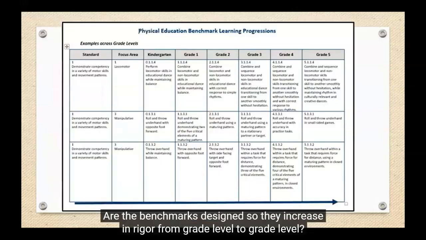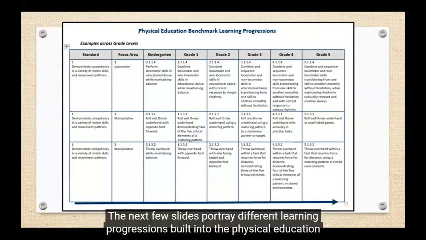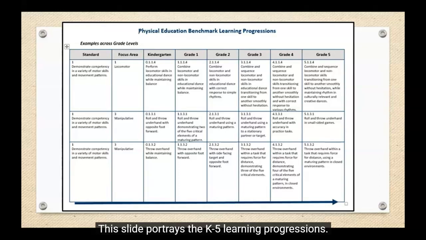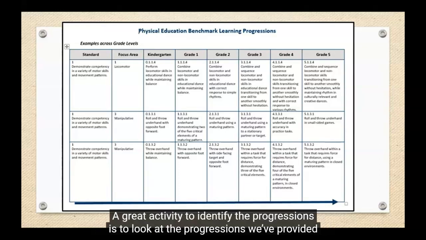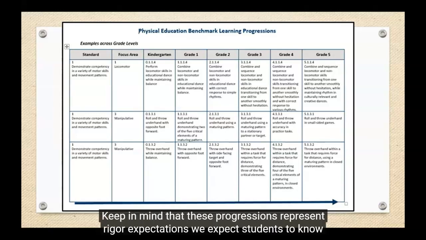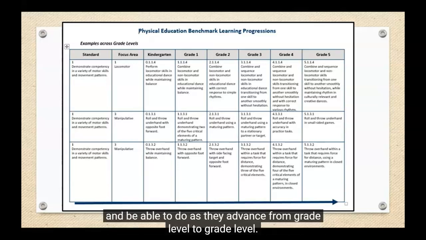Are the benchmarks designed so they increase in rigor from grade level to grade level? Yes. The next few slides portray the different learning progressions built into the physical education standards. This slide portrays the K-5 learning progressions. A great activity to identify the progressions is to look at the progressions we've provided and circle verbs or concepts where you can see the progressions across grade levels. Keep in mind that these progressions represent rigor expectations we expect students to know and be able to do as they advance from grade level to grade level.